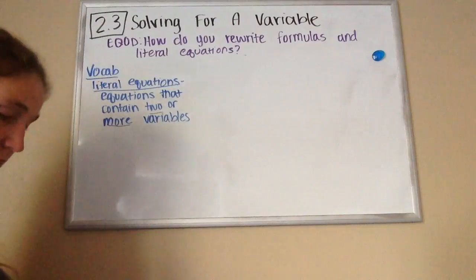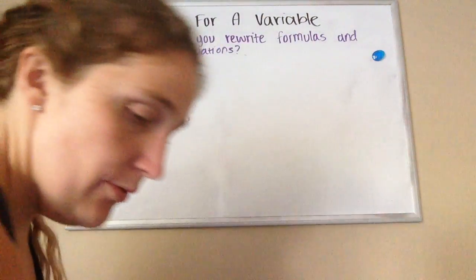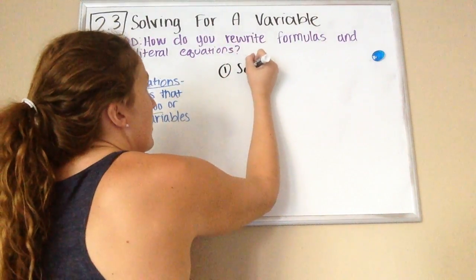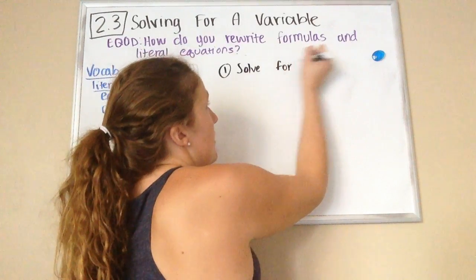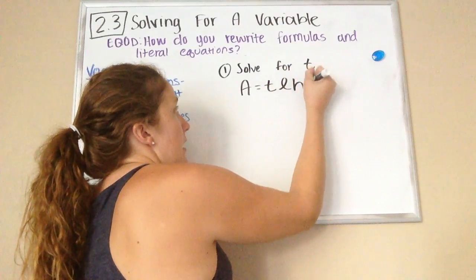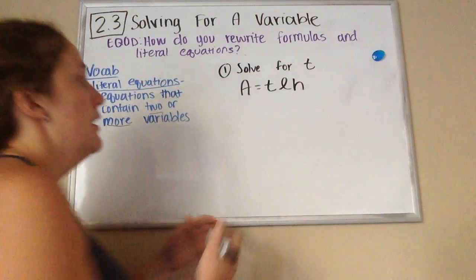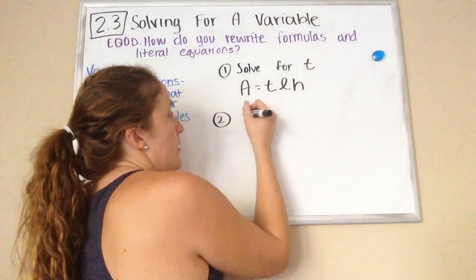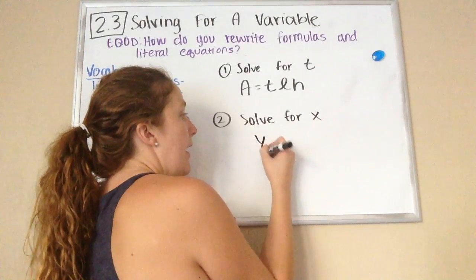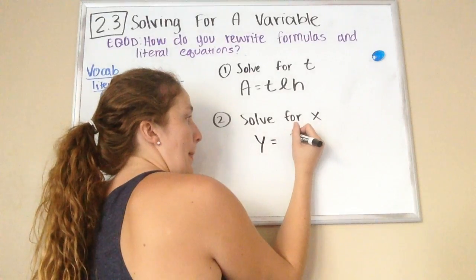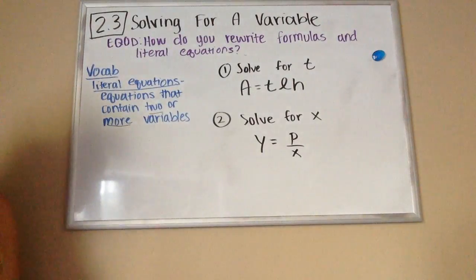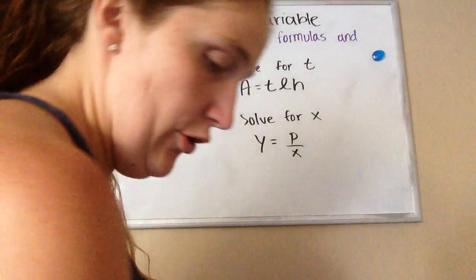See what you can do on the left-hand side of your notebook. So those two problems are going to be, there's one, solve for t, and we're going to go A is equal to T, L, H. Okay. And the second one, solve for x, and we'll go y is equal to P over x. Perfect. Go ahead and pause the video. You are completing these on the left-hand side of your notebook.